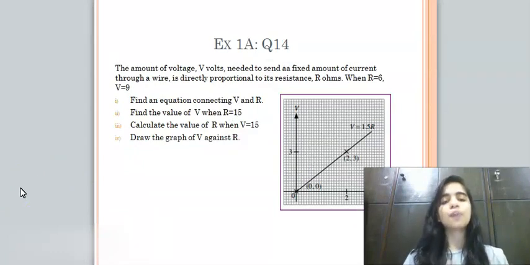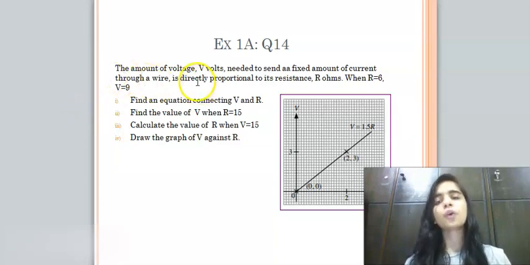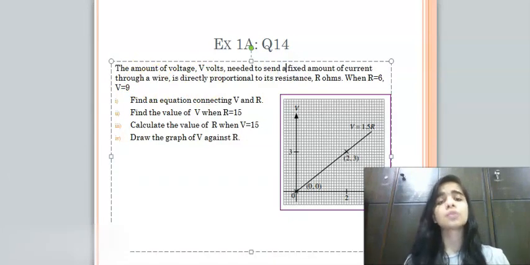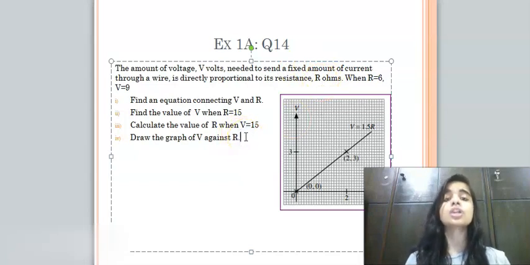Okay, so this is question number 14. Now question number 14 is very much similar to question number 13. So first of all, I want you to try this question yourself. Okay, now let's do this question together. Let's read the question first. The amount of voltage V volts needed to send a fixed amount of current through a wire is directly proportional to its resistance, R ohms. When R is equal to 6, V is equal to 9.